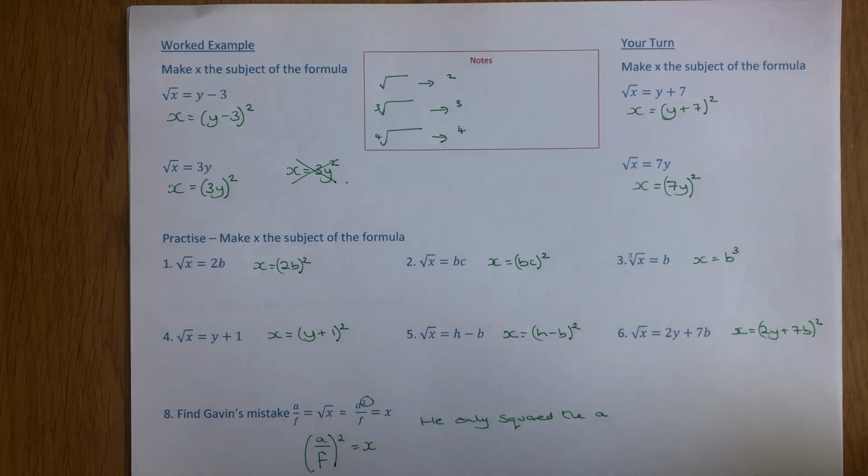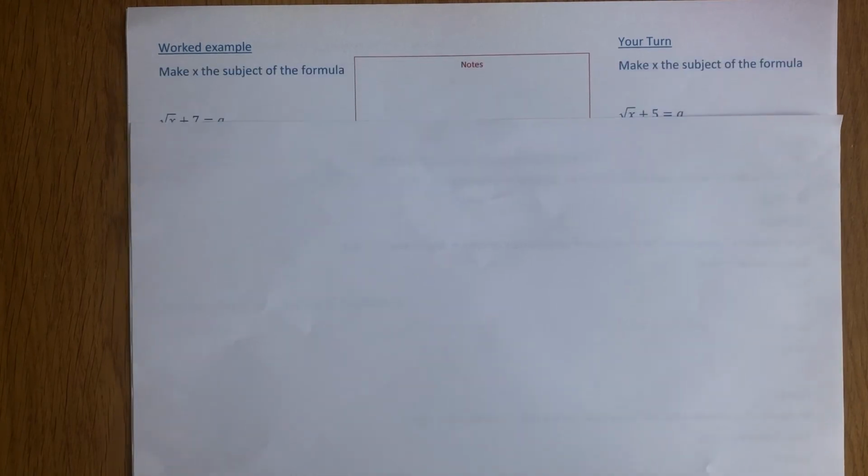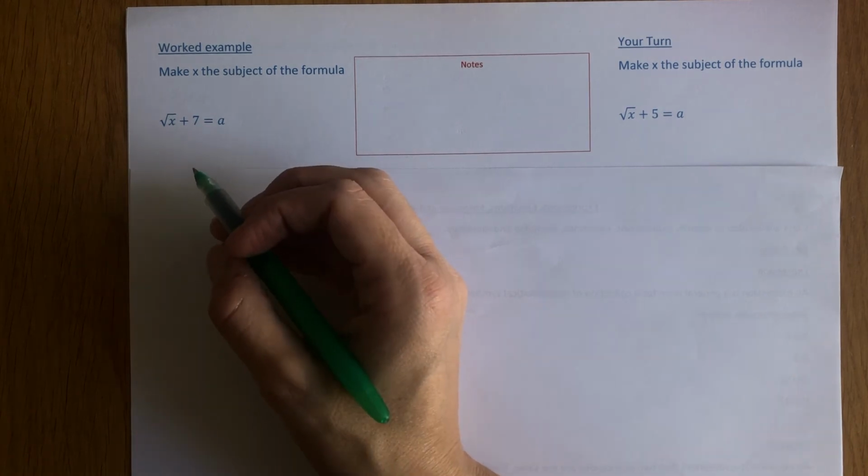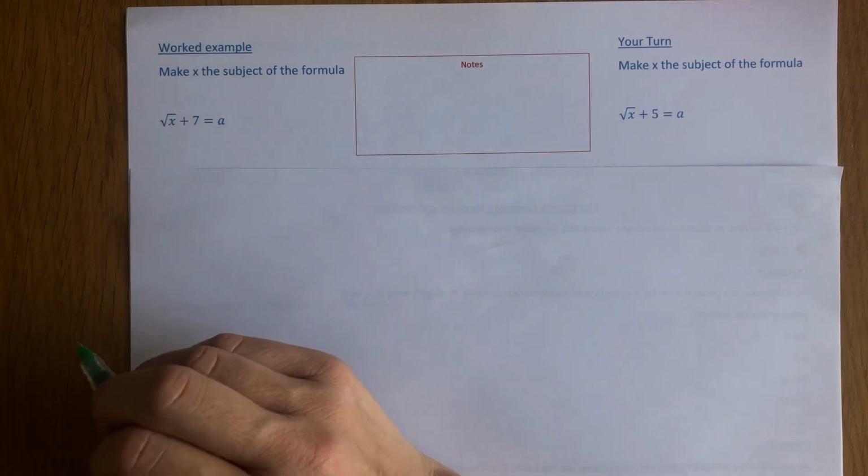Okay, hopefully you got all of those correct. Let's look at our next example. Okay, so this time we've got root of x, add 7. Doing exactly what we've done before, moving everything away one step at a time.